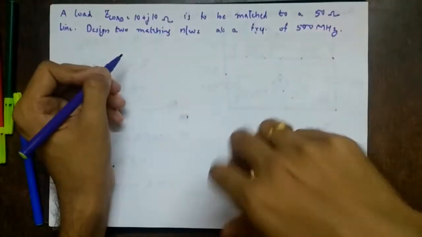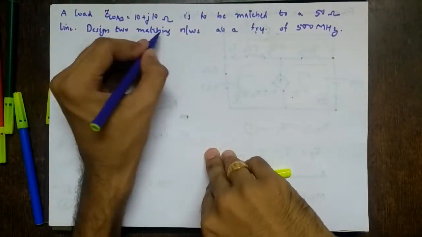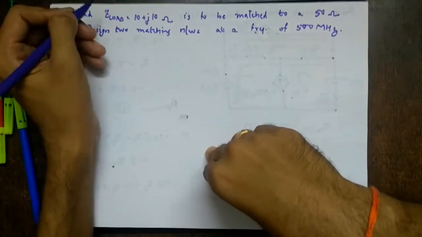So as we saw in single step and double step matching, we have two solutions. In the same way, here also we have two solutions. So they have asked both the solutions. So how to tackle this?